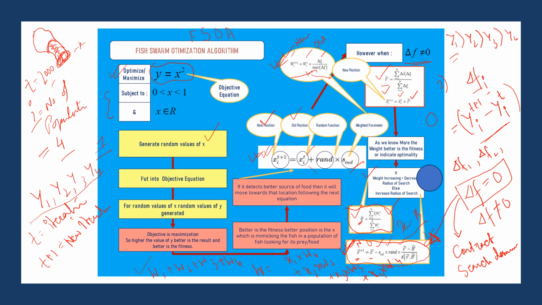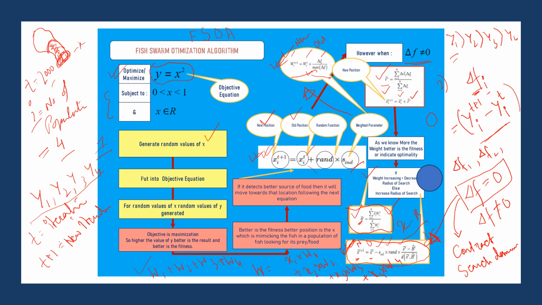Okay. Now what is this weight parameter? This new value of weight is generated with the help of, again, the old weight value plus del f divided by maximum of del f. This del f is the difference of objective function in between two iterations, not in between two populations. Mind it, in between two iterations. So this del f i is actually the difference between y i at t plus 1 minus y i at t.